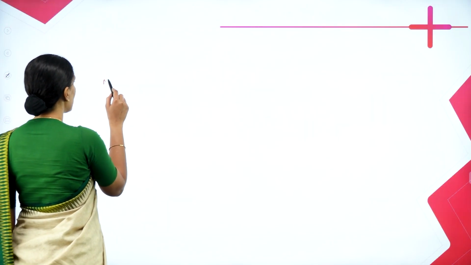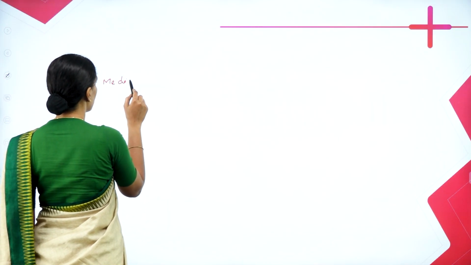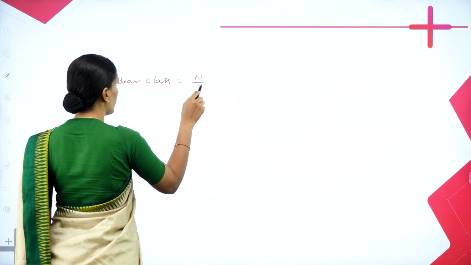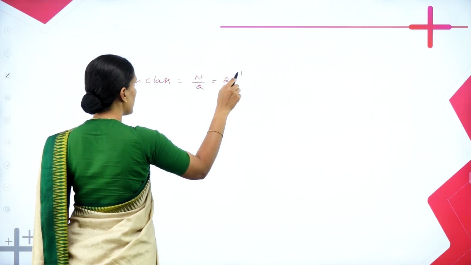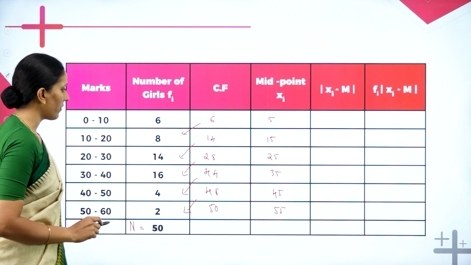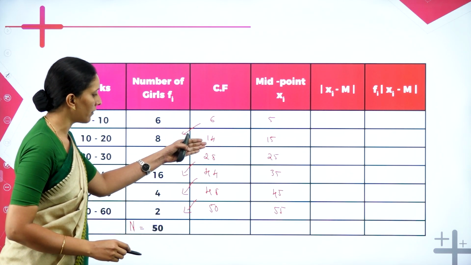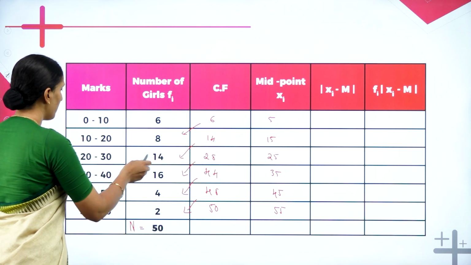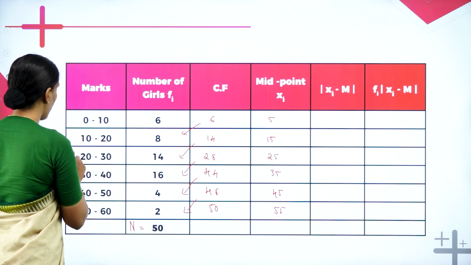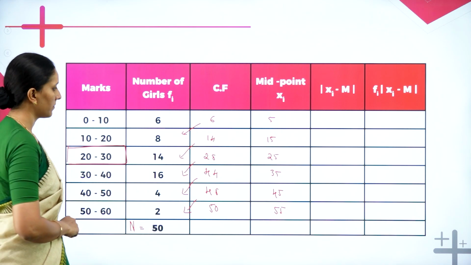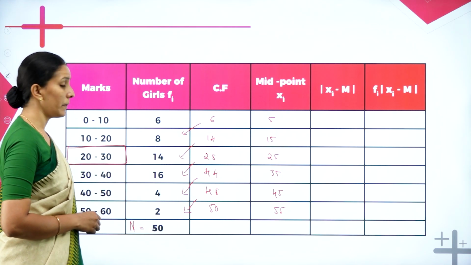So median class is n by 2, which is the 25th observation or 25th term. So which is the class that contains the 25th term? From 14th, 15th to 28, we have 25 in between. So this is the median class. So now we have recognized the median class.